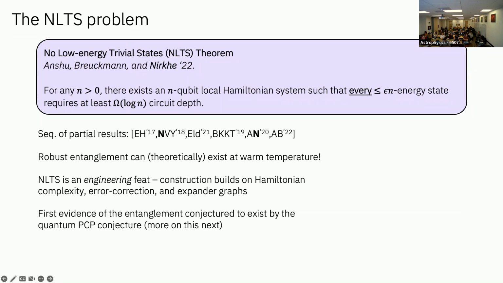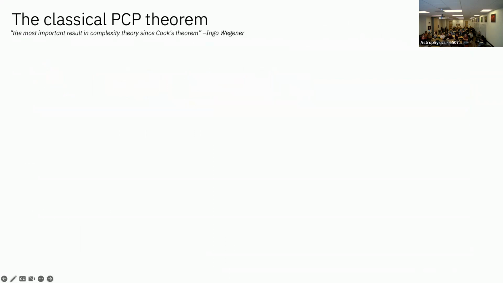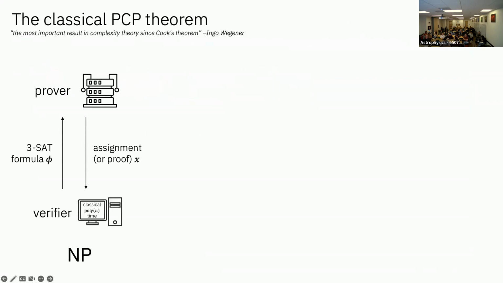Okay, and there's something more, which is that this is actually not just entanglement that you might be interested in from the computer science side, from the physics side, but it actually connects to a notion from complexity theory called the quantum PCP conjecture, and I'll say a little bit about that first. Okay, so the classical PCP theorem was a statement about NP completeness. So you might know NP completeness.